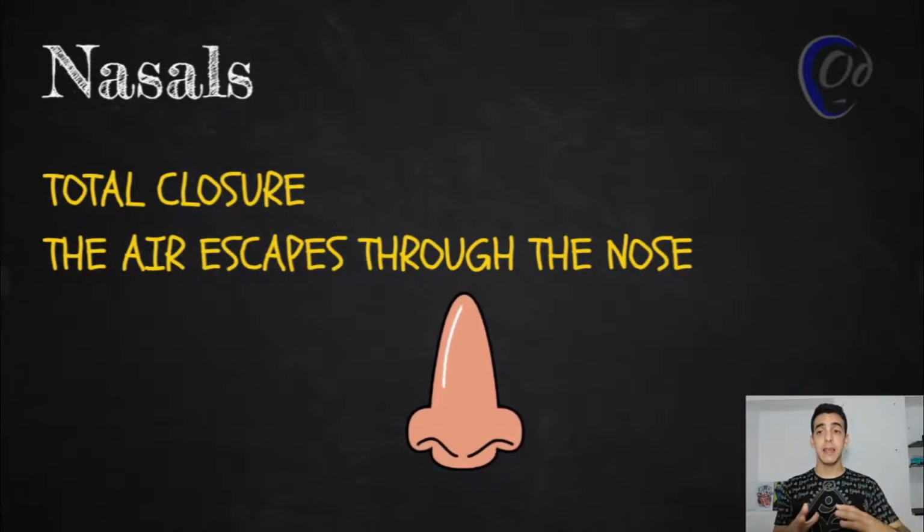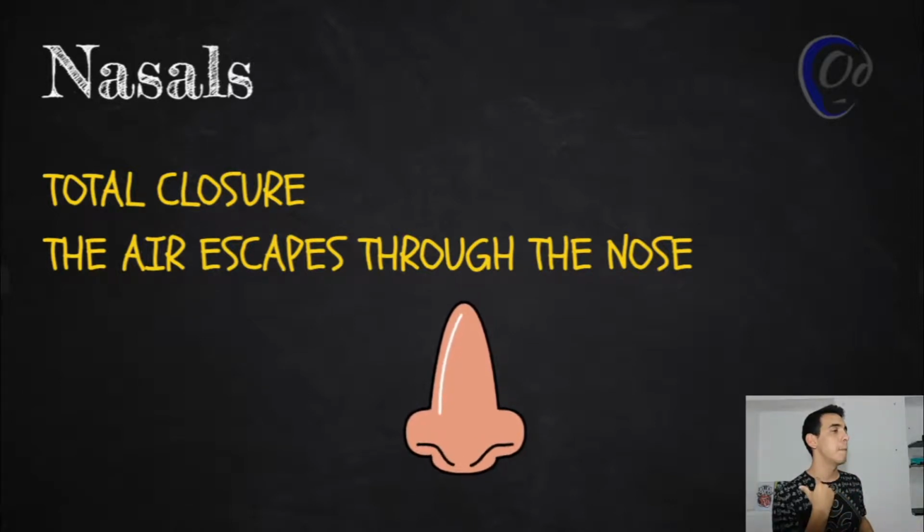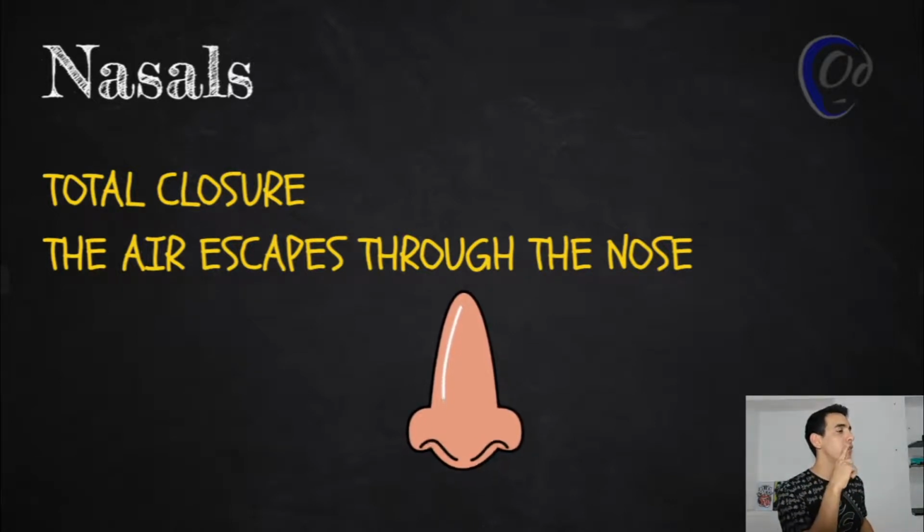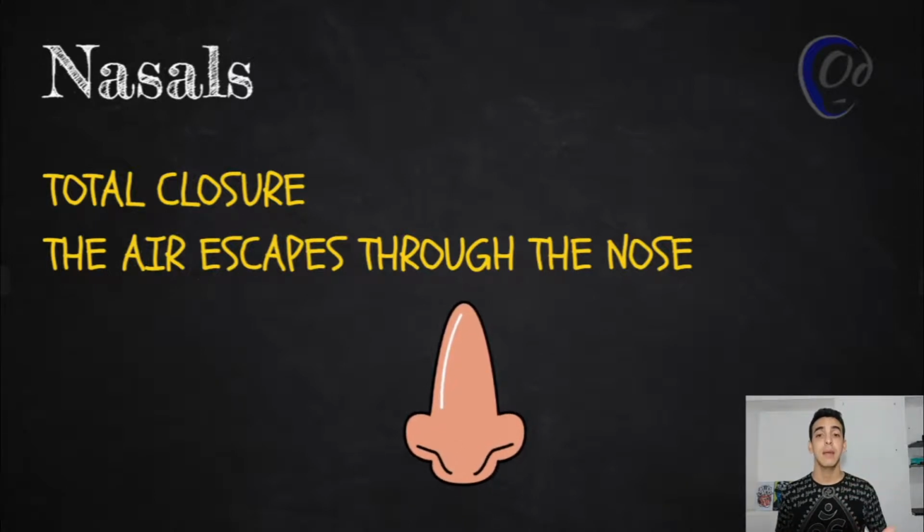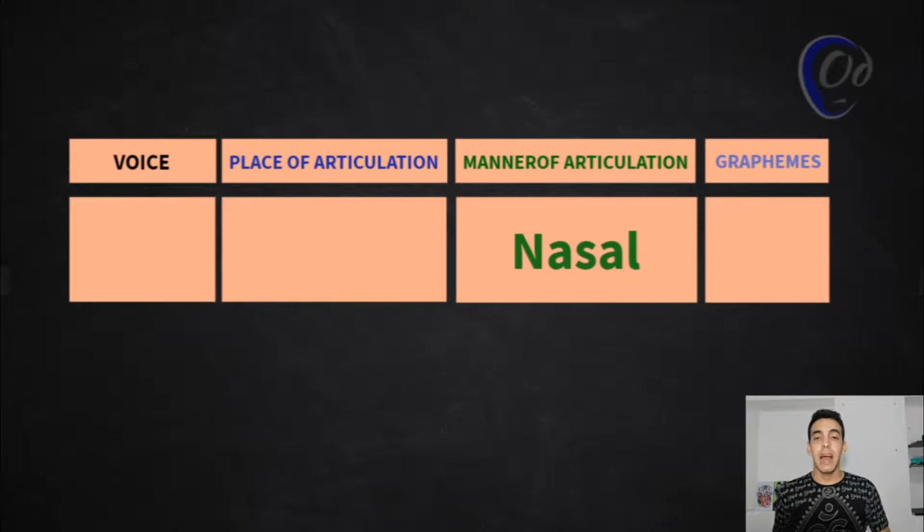Okay. In this case, there is a total closure. Let's take the sound. The air is coming. It finds the total closure here. Then it goes back, and then it goes out through the nose. Okay, so the air escapes through the nose. So we have three nasals. They don't have pairs, and all of them are voiced.